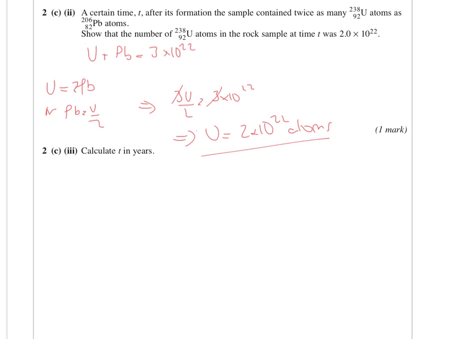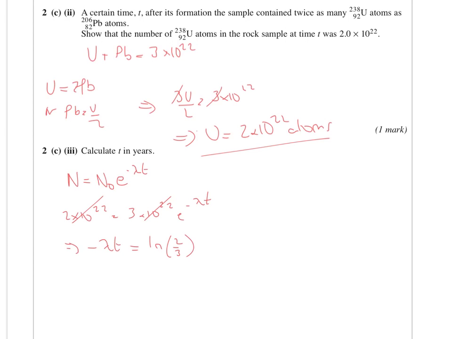So we know that it's governed by this equation like this, and so we know that we've got 2 times 10 to the 22 there is equal to 3 times 10 to the 22 e to the minus lambda t. So we cancel those two. So we know that minus the decay constant times time is log 2 over 3 like this.